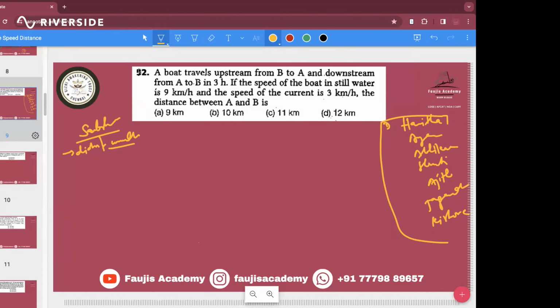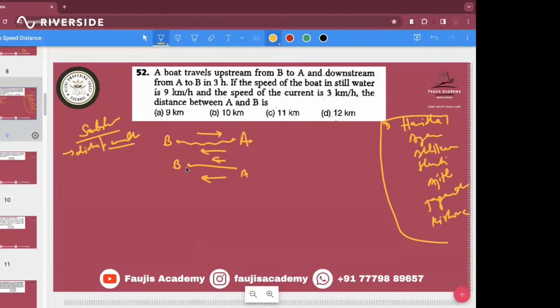So it says that a boat travels upstream. Upstream means the stream direction is in this direction and the boat is traveling in this direction, from B to A. Let's point it here as B, and let's point this as A. And downstream from A to B in 3 hours. Downstream, the direction of the stream will be this only, and they are traveling like this, so A to B.